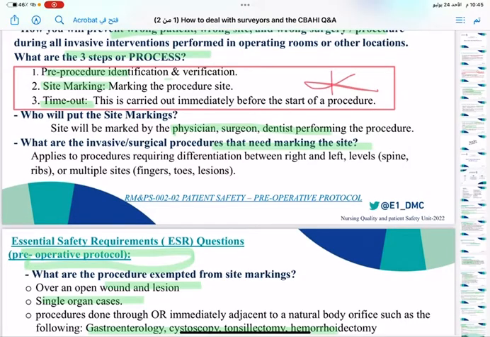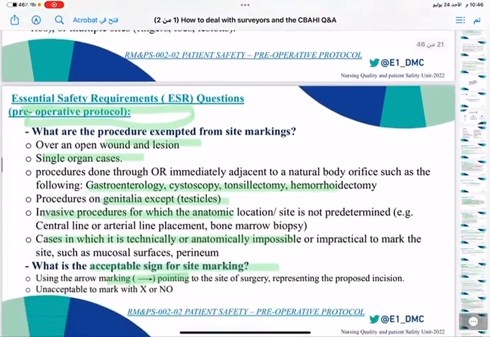The site marking is by the doctor, and it is for the limbs and the skin, not for wounds or mucous membranes or internal areas such as the gastrointestinal tract, for example. It will not be marked there. Keep in mind that the site mark will be an arrow. Okay.